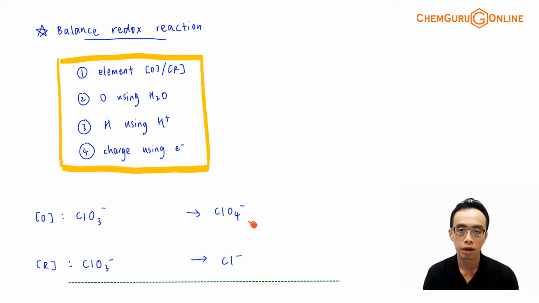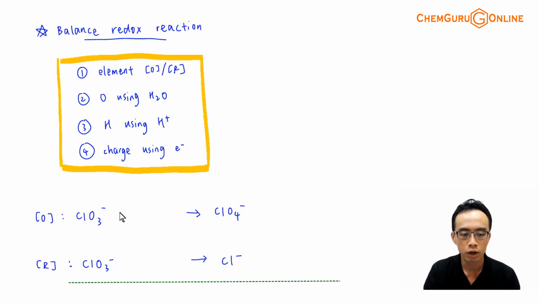So chlorine is already balanced. There's no need for me to modify the coefficient for chlorine. Next, let us consider step 2, involving oxygen using water. On the left hand side I have 3 oxygen. On the right hand side I have 4 oxygen. So what I need is one more oxygen on the left hand side. I'll balance oxygen using water.